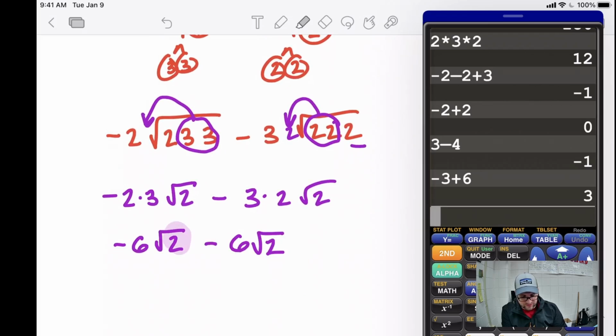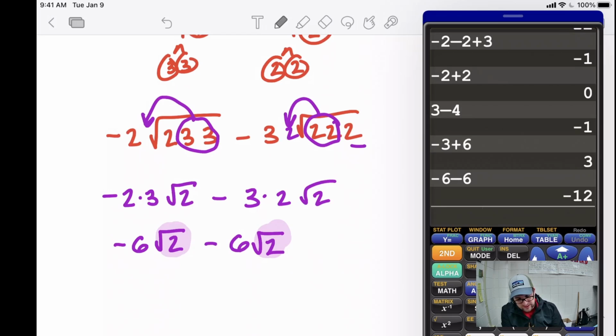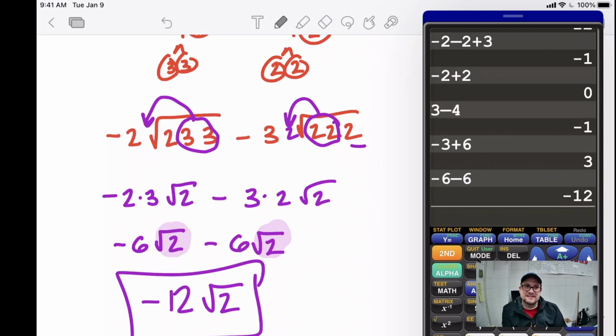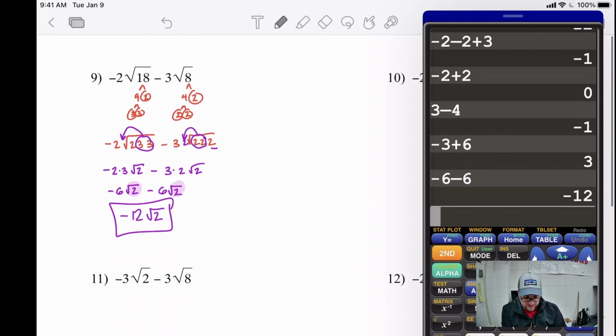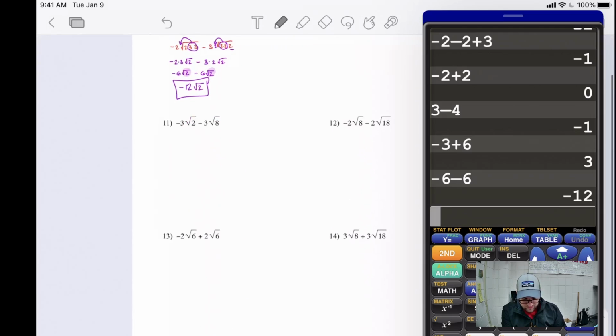Now notice, these both ended up with like radicals, so we can combine them. So if I have negative 6, take away 6, I would get negative 12, and then we just keep whatever was in the square root the exact same as it was. Nice job. I'm going to leave the rest of the problems for you.